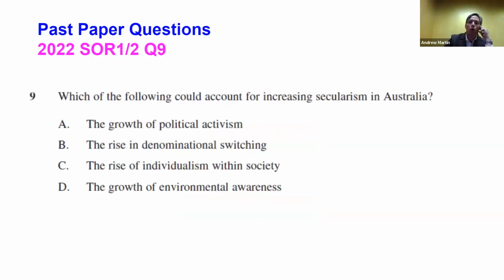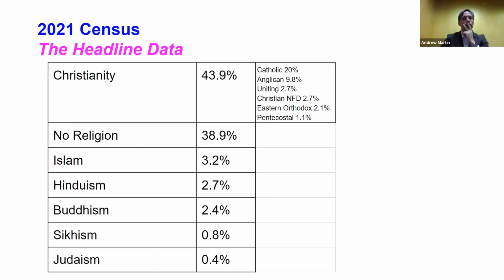Here's another one. What could account for increasing secularism? So account means give reasons for. Is it about political activism? Not really. No, you can be religious and political. Is it about denominational switching? No, denominational people are by definition religious. You are a member of one religious denomination, you're moving to another religious denomination. That is not secular. Could be the rise of individualism, but it's not about environmental awareness. Lots of religious people have very high environmental awareness. Pope Francis is one. So C is the correct answer there, the rise of individualism.